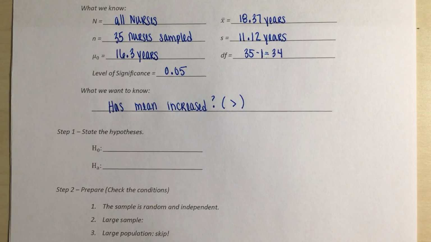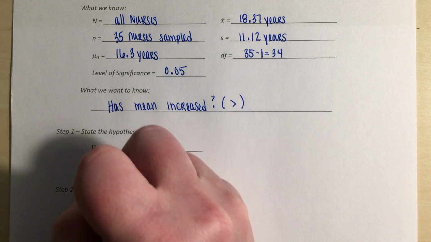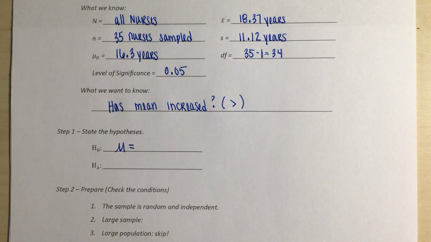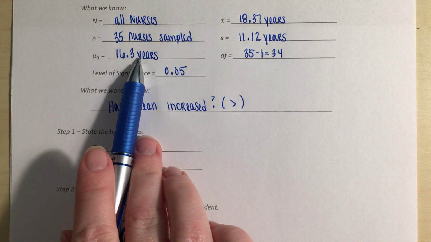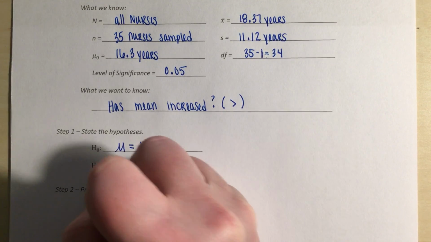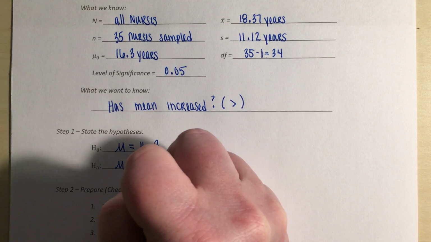So we're going to start by stating our hypotheses. Again, we're using mu's instead of p's. Mu equals, and it's very important that we pick our mu-naught value for our mean here, so 16.3. And then has it increased is mu greater than 16.3.